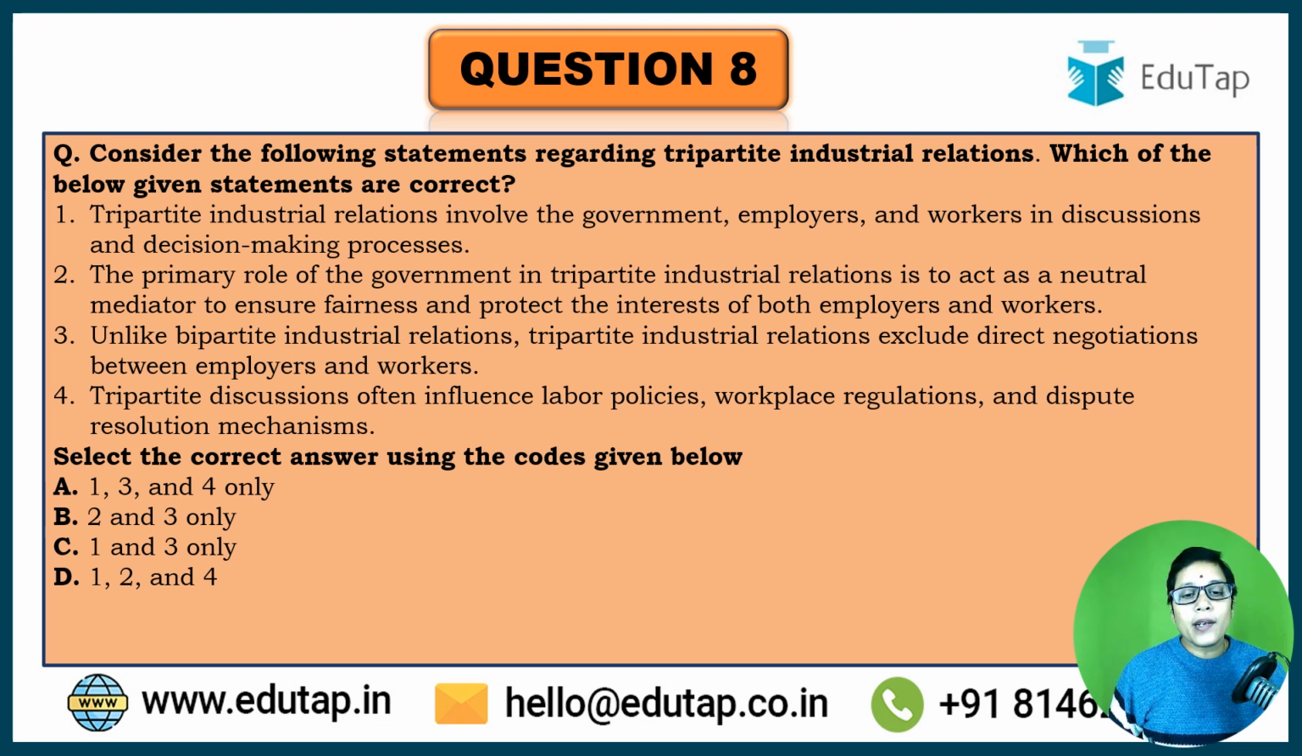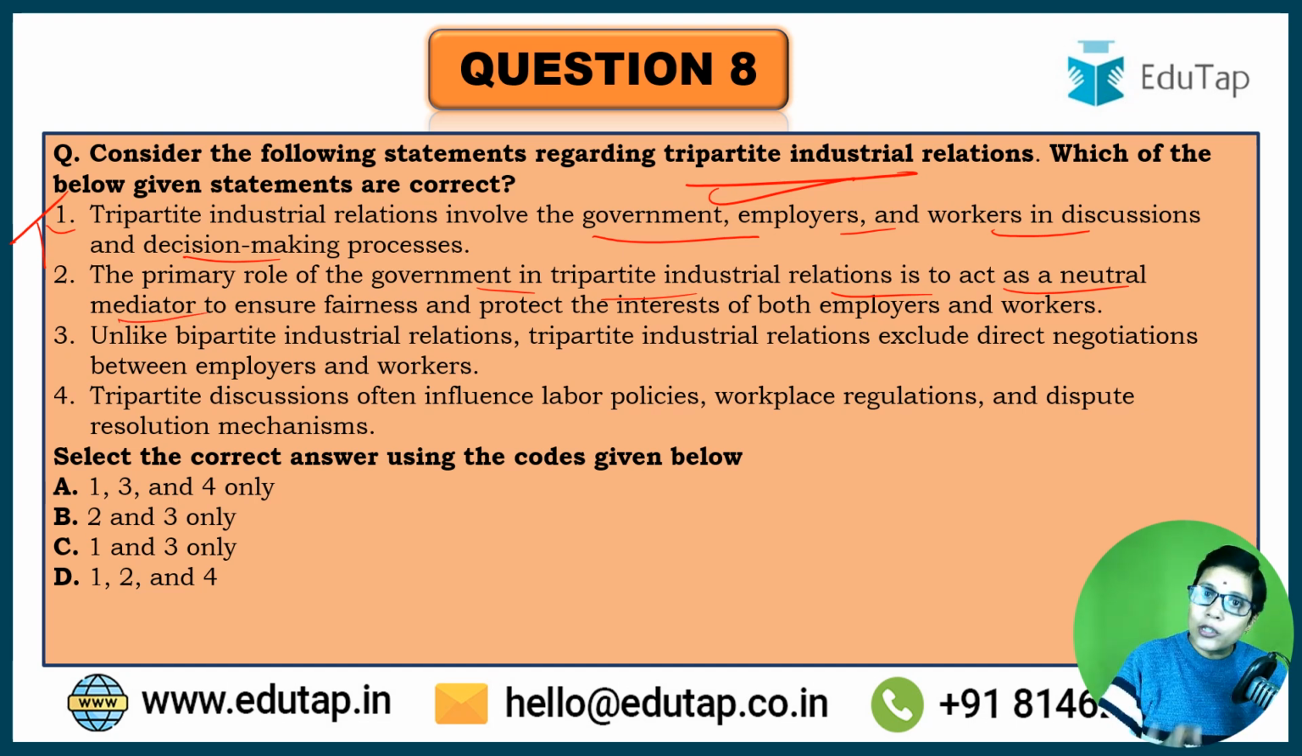So moving on to our next question, consider the following statements regarding tripartite industrial relations. Which of the below given statements is or are correct? Tripartite industrial relations involve the government, employers and workers in discussions and decision making process. Obviously a third party will be there, in this case it would be the government. Yes, this is very much true. The primary role of the government in tripartite industrial relations is to act as a neutral mediator. It will only work as a mediator. Discussion has to be done by these two, employers and employees, to ensure fairness and protect the interest of both the employers and workers. This is very much true.